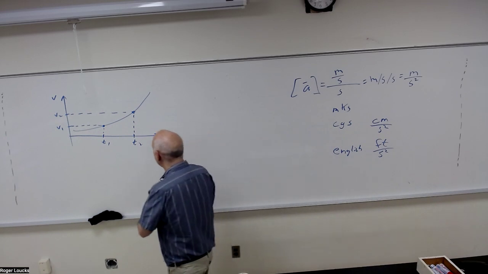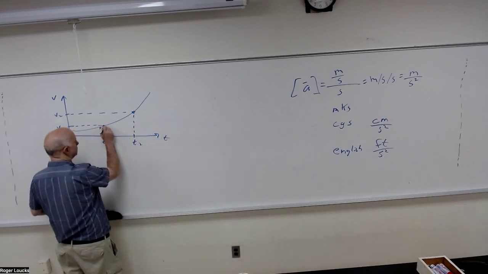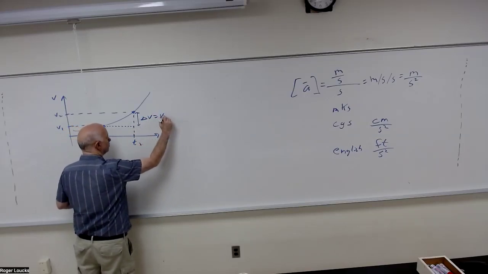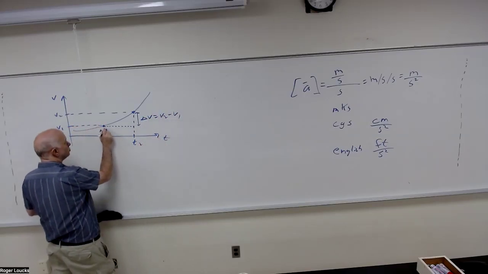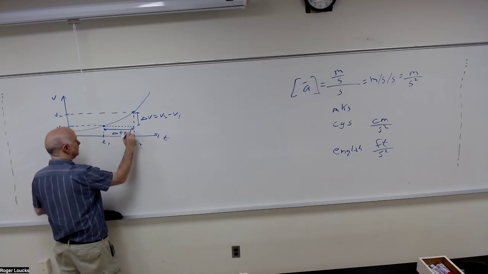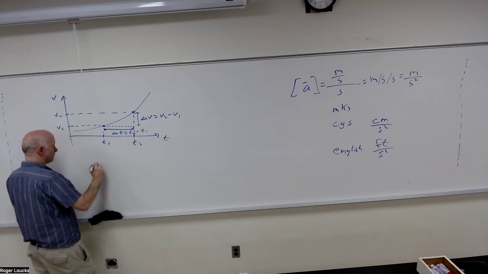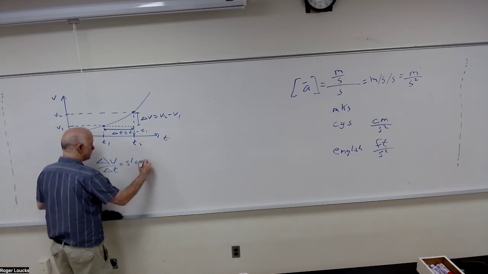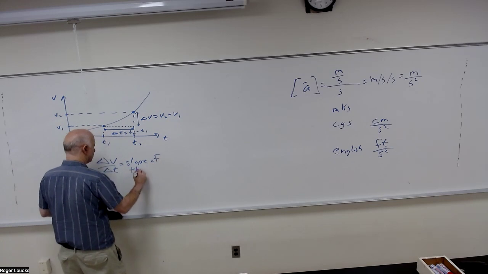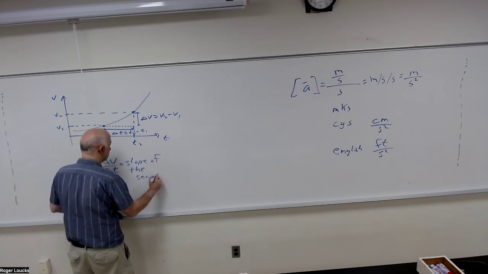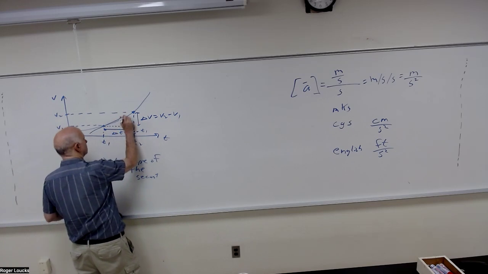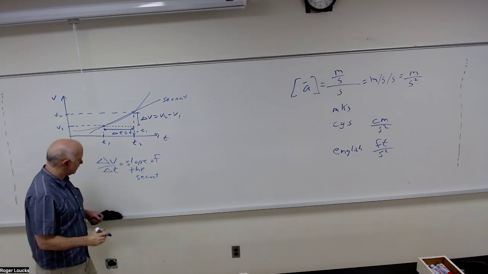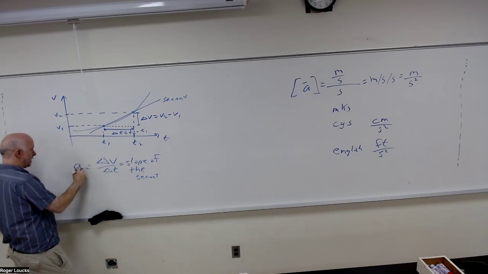So the average acceleration here, if I were to do this, this is my change in V. This is V2 minus V1. Here's my change in T, T2 minus T1. So if I had my delta V over delta T, this is going to be the slope of the secant. This right here, that's my secant, and that is my average acceleration.